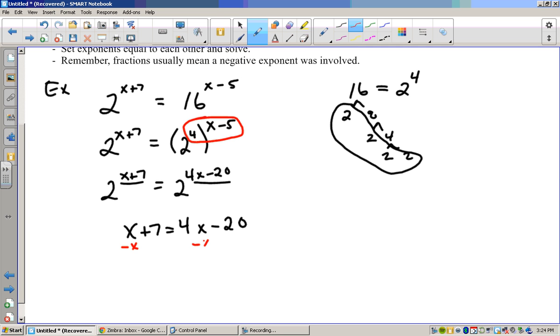Now we solve for x. So this becomes a basic algebra problem. Subtract x from both sides, add 20 to both sides. We'll get 27 equals 3x. So x is going to be 9. And that is our answer right there. If you plugged 9 back in here and evaluated, you would get the same answers for both sides. All right, so that's an example of when you have to change just one base.